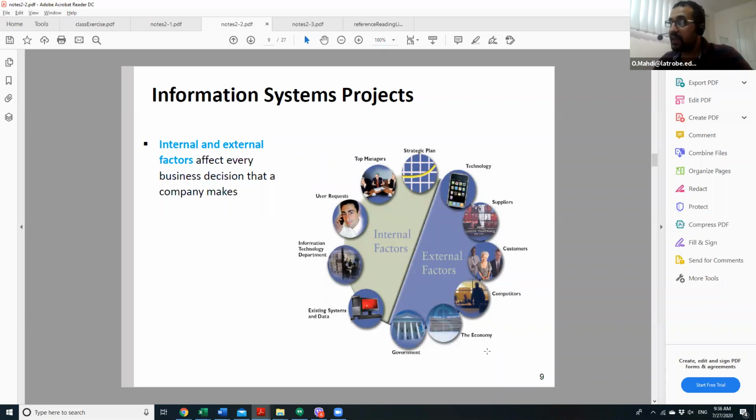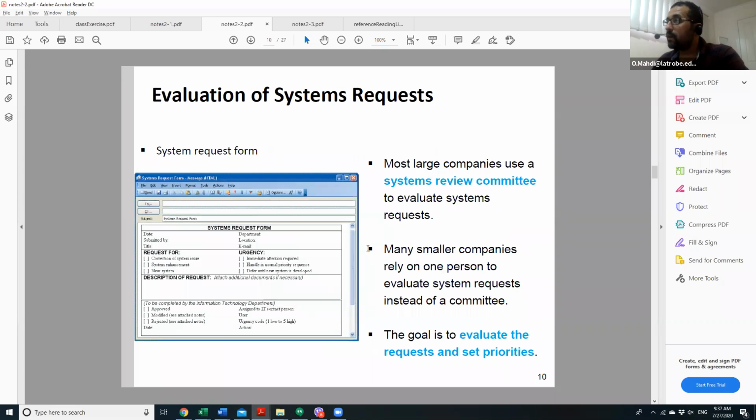About the internal factors, for example, they could be managers, user requests, the information technology department, or the existing system and data. So we call these internal factors that may affect the business decision. All right, now we talk here about evaluation of system requests.